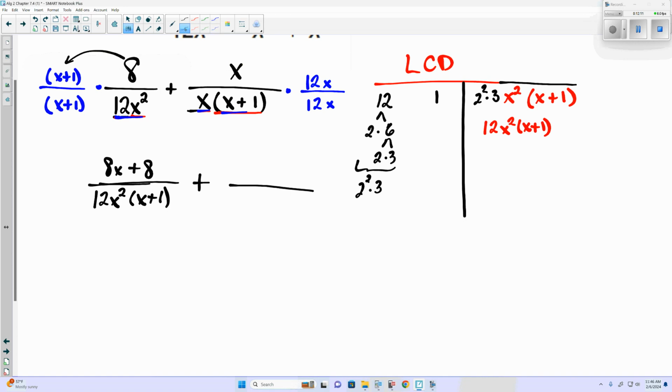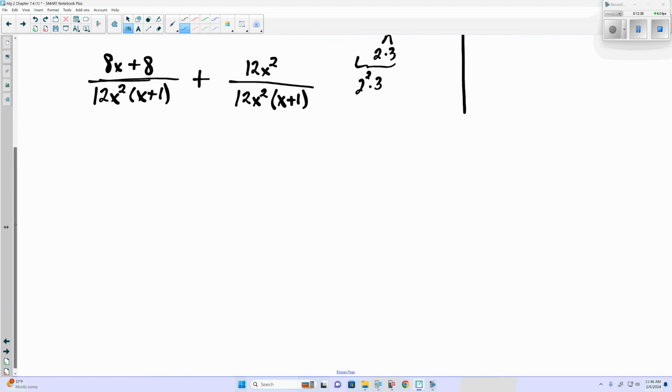And on the right-hand side, again, we're going to multiply our 12x times x plus 1. We're going to multiply our x and 12x. And x times 12x is 12x squared. And we still have times our x plus 1. The numerator, x times 12x, is 12x squared. Questions on this here? Questions on any of this so far?